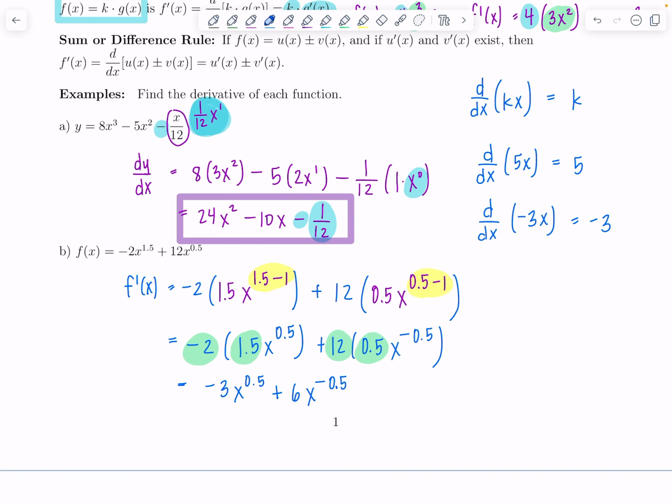You could leave it like that, but most of the time if we have a negative exponent, we put it in the denominator. So I'm going to do that. So we have negative 3x to the 0.5 plus 6 over x now to the positive 0.5. Okay, so just always check with your instructor how they want the final answer written, if they always want negative exponents in the denominator or not.